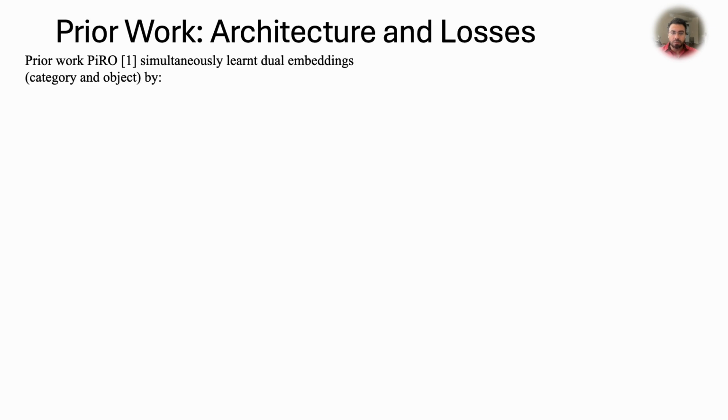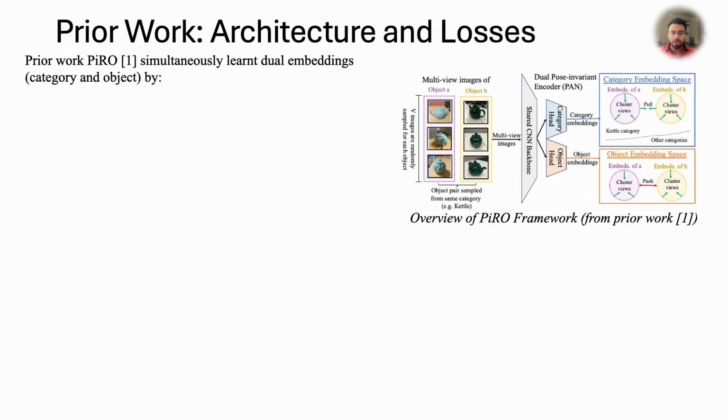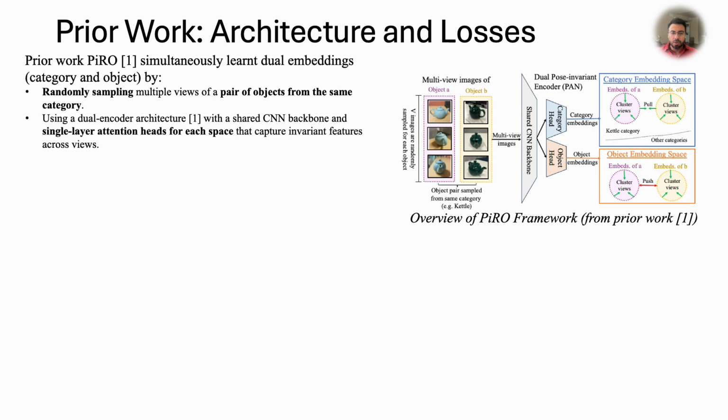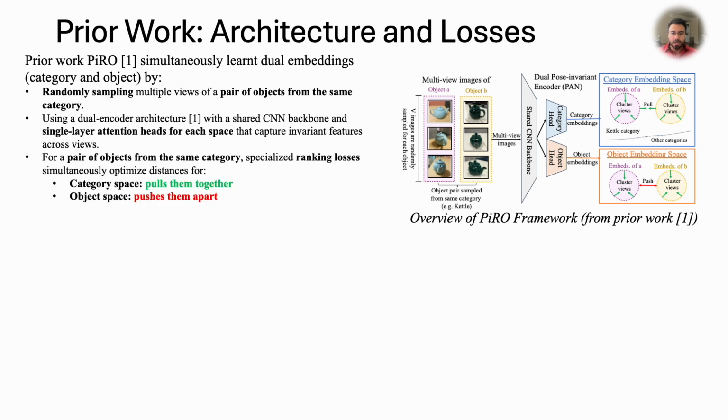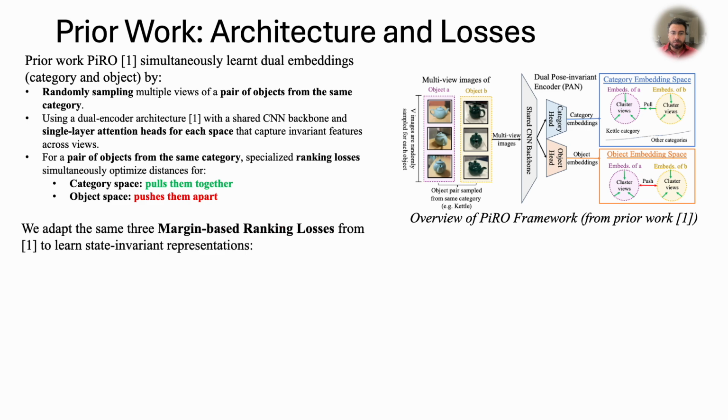We extend a state-of-the-art pose invariance method, Pyro, that learns dual category and object embeddings from the images of an object pair that are randomly sampled from the same category. They use a dual encoder architecture with a shared CNN backbone and separate single-layer attention heads for each space to simultaneously learn category and object embeddings. It is trained using specialized ranking losses for each space. We use the same losses in our work.